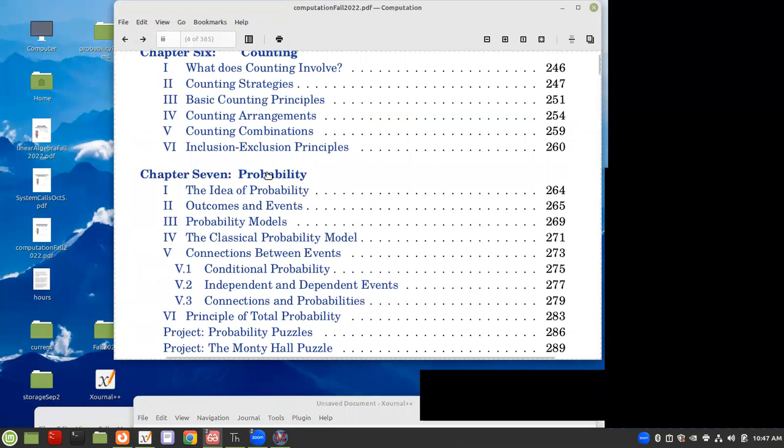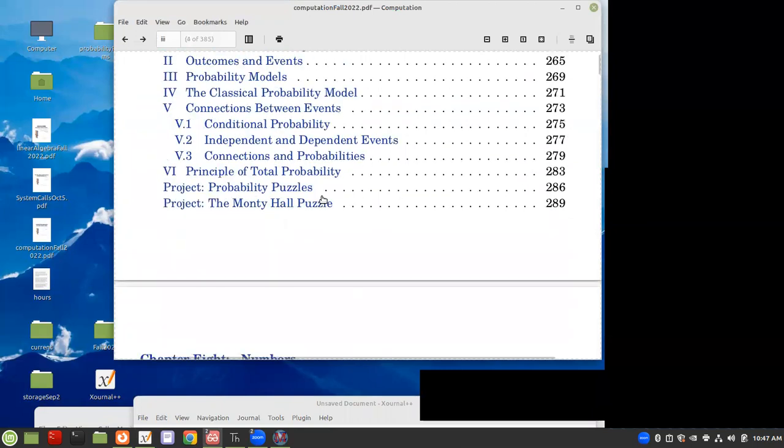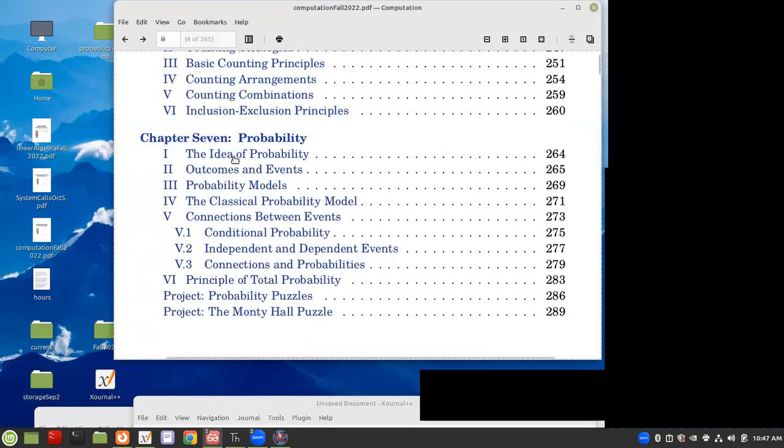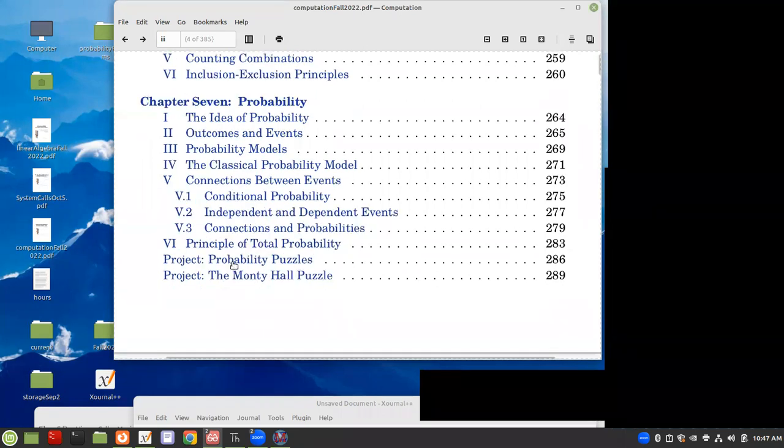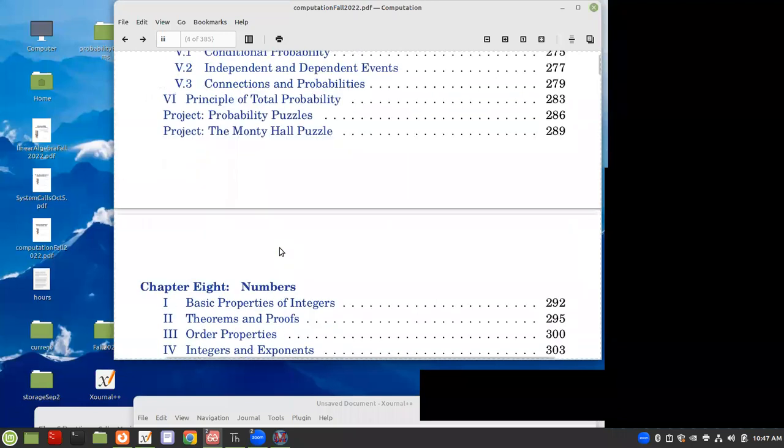for probability, you see that what we've covered here is essentially the first 4 sections. And we have this last section here, which has to do with connections between events. And then we have the law of total probability. And then here are some probability puzzles. Here's the Monty Hall puzzle.